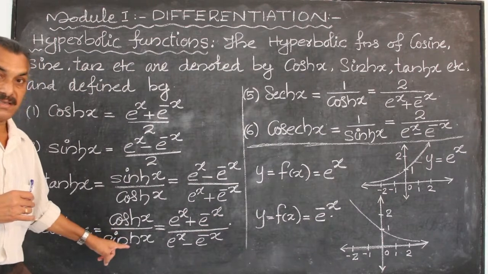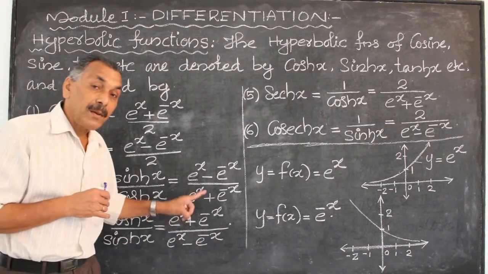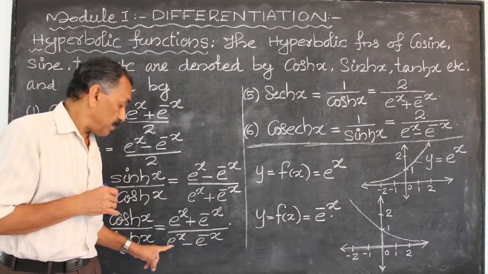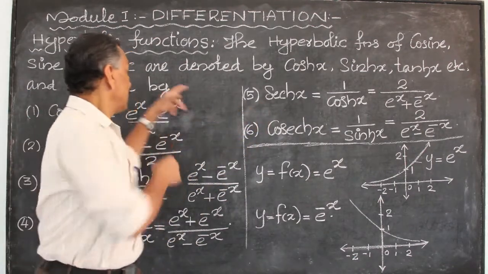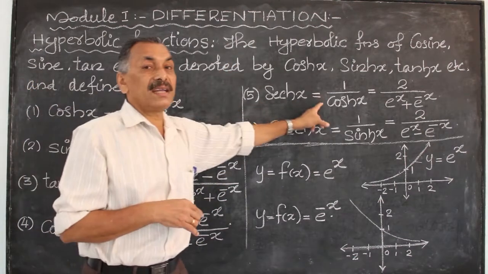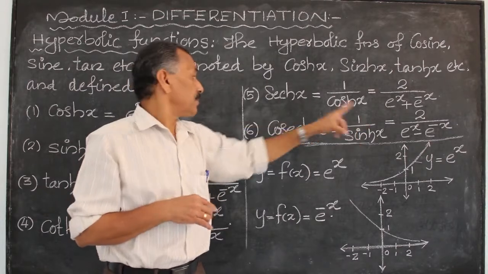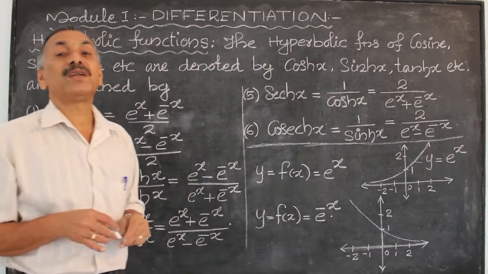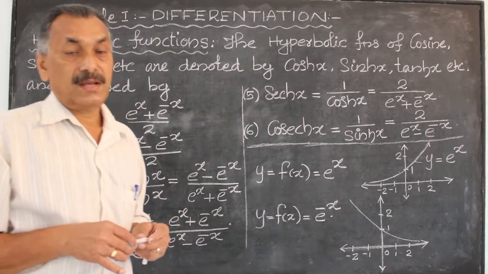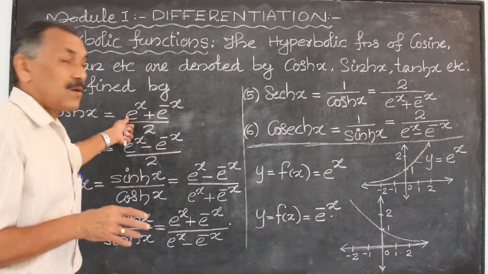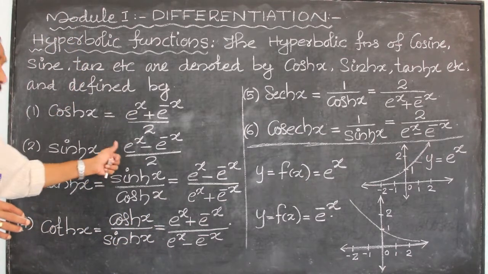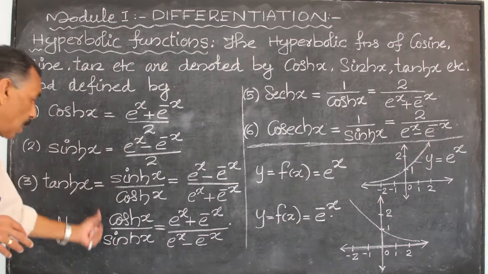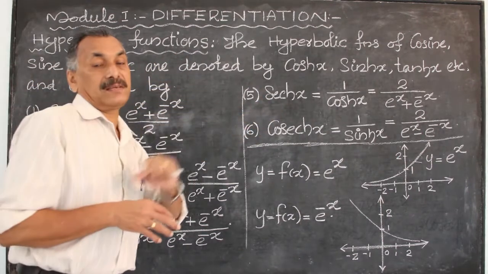Then cot hx. Cot hx means e raised to x plus e raised to minus x divided by e raised to x minus e raised to minus x. The last are the reciprocals. Secant hx is equal to 1 divided by cos hx. Cosecant hx is equal to 1 divided by sin hx. These are the hyperbolic functions of cosine, sine, tan, cot, cosec and sec.